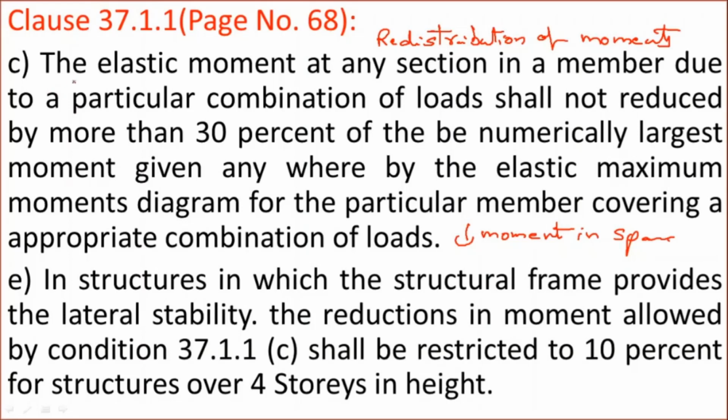Here the first clause is: the elastic moment at any section in a member due to a particular combination of loads shall not be reduced by more than 30% of the numerically largest moment given anywhere by the elastic maximum bending moment diagram. So let us see what this clause is.